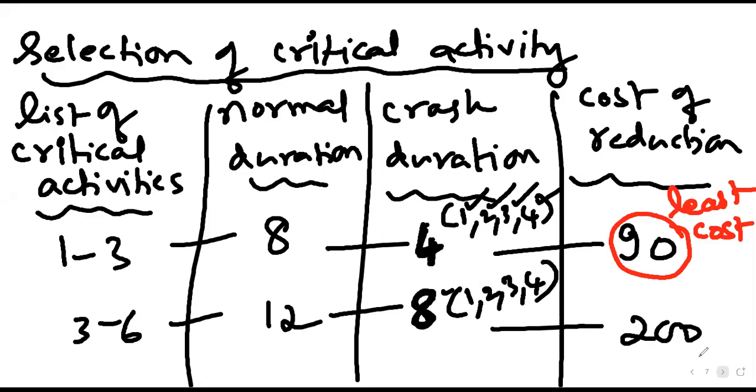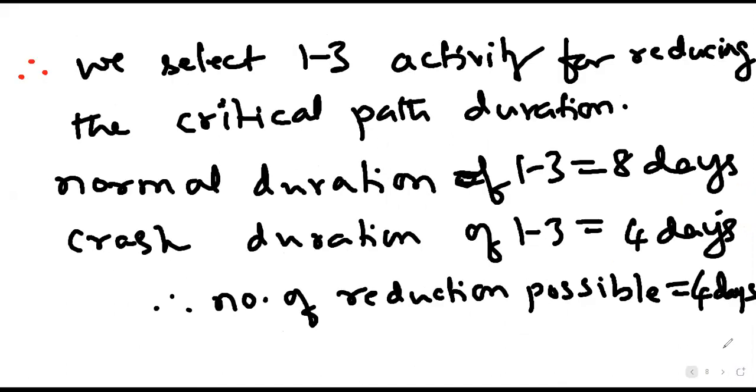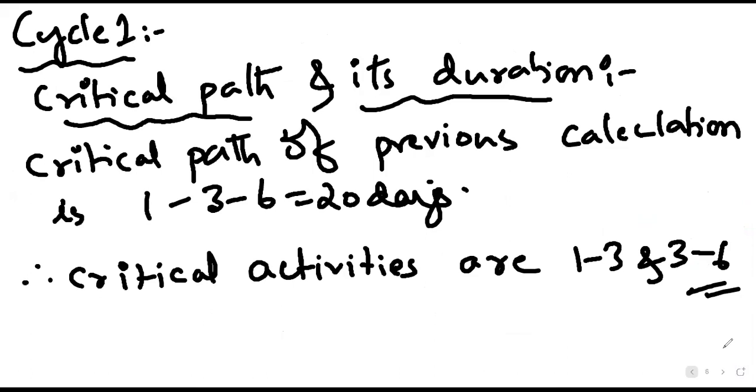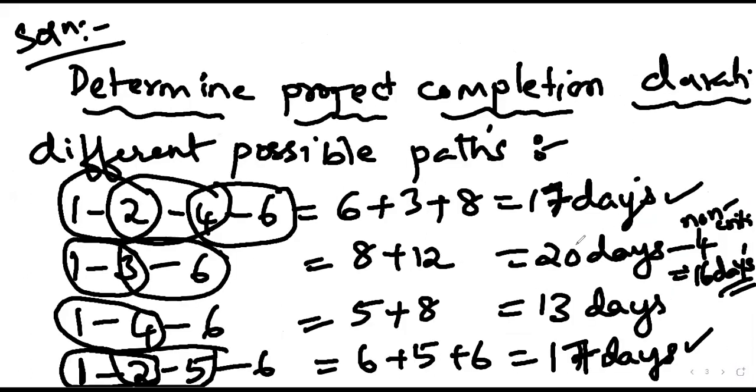Okay, so now the next question is why we have selected only 3 days. Why are we selecting 3 as the value, but not 4? The answer for that is, come back to this calculation. Initially, this path is taking 20 days, correct? Now, if I subtract 4 from this, what will be the value here?